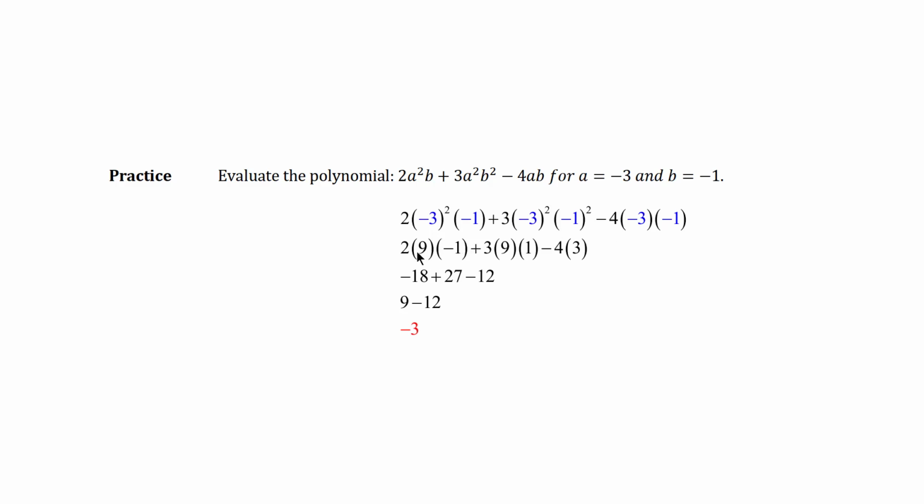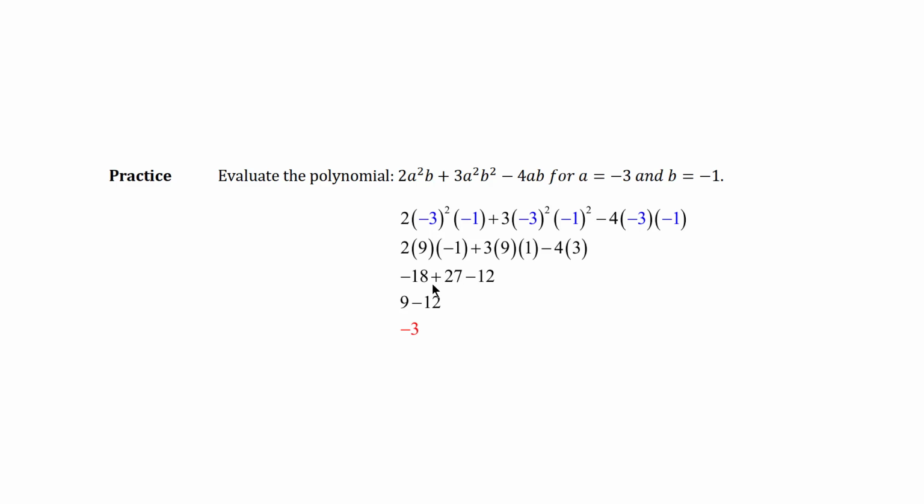Simplifying the expression, we get 2 times 9 times -1 plus 3 times 9 times 1 minus 4 times 3. First, I'm going to multiply the 2 times 9 times -1. This is -18. Next, I'll multiply the 3 times 9 and the 1 to get positive 27. And at the end, I'm going to multiply -4 times 3, which is -12. The result is -18 + 27 - 12.